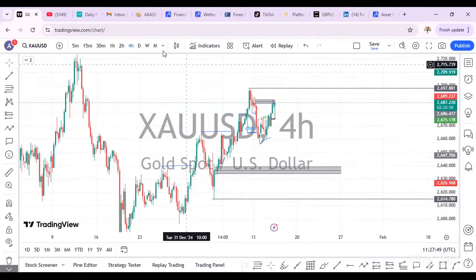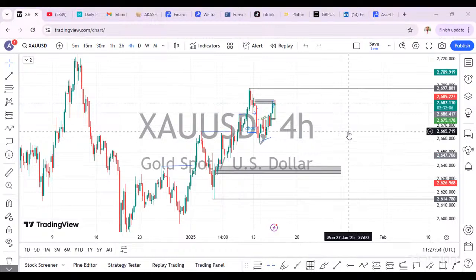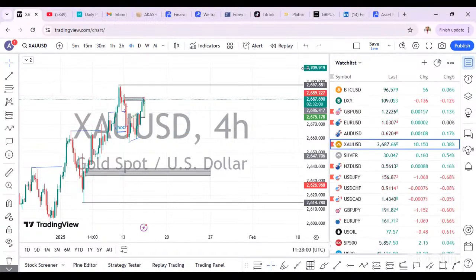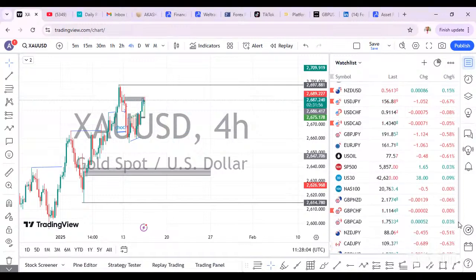Any other question? What chart again? GBP CAD, chief. Okay, GBP CAD. The thing hit my stop loss. I just sit down and look.